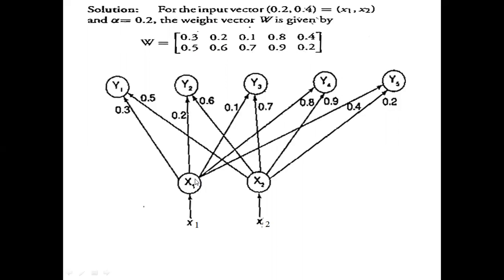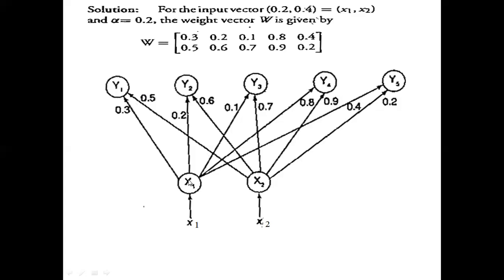So here you are considering two inputs, x1 and x2, and there are five outputs, y1, y2, y3, y4, and y5. So you connect x1 individually with y1, y2, y3, y4, and y5. Similarly, we join x2 with y1, y2, y3, y4, and y5.